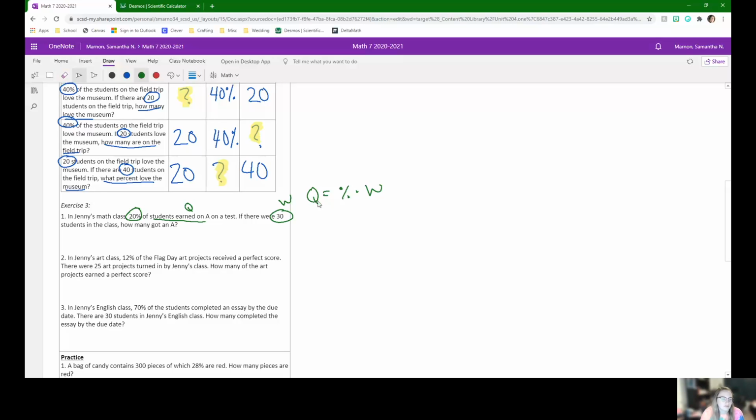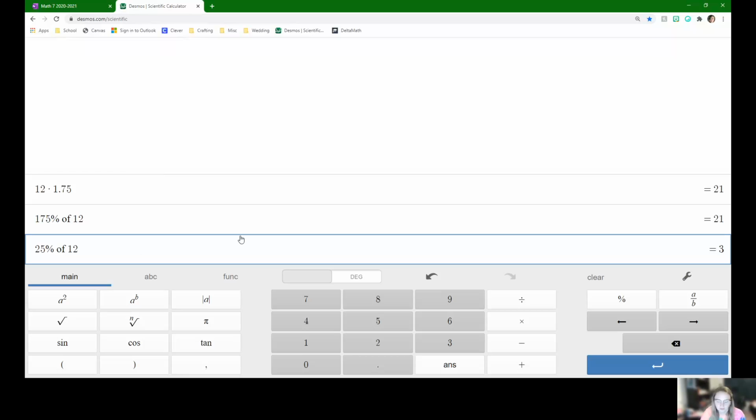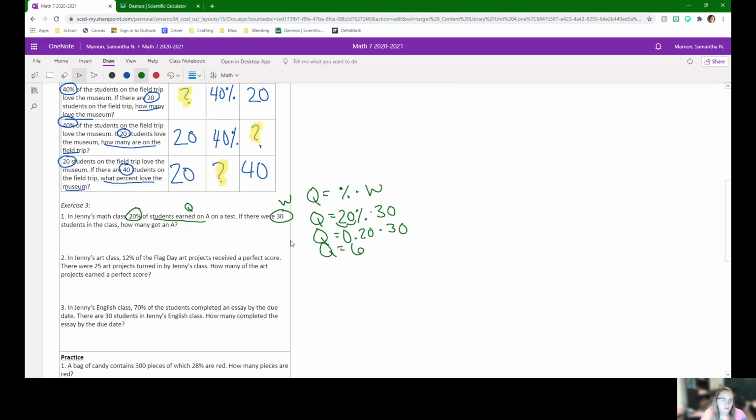And now we're just going to substitute in the values that we have. So our quantity we don't know, so I'm going to just leave that as a Q. Our percent, we have 20% times our whole, which is 30. So this is something we've been doing. We know how to multiply percent times a number. We need to change this to a decimal if we don't have a TI-34 calculator. So we're going to rewrite this as, move that decimal over, 0.20 times 30. So let's type that on our calculator. So we have 0.20 times 30. I got 6. So that means 6 students got an A.